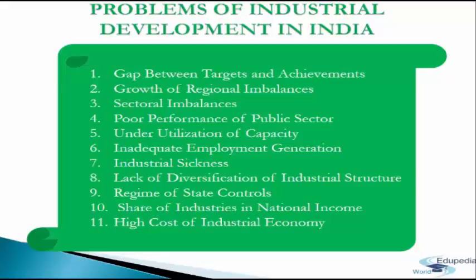Next problem is growth of regional imbalances. The concentration of industrial development into a few states has raised the problem of imbalances in industrial development of the country. The industrial development was limited to the states of Maharashtra, Gujarat, West Bengal, Tamil Nadu, Andhra Pradesh, Bihar, Uttar Pradesh, Karnataka and Madhya Pradesh.